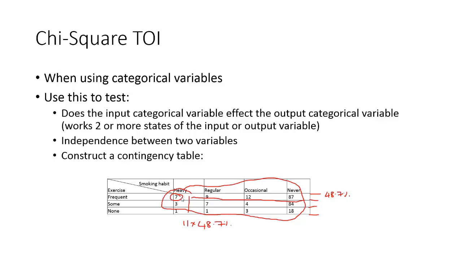Now assume that I am a heavy smoker. Then there are a total of 11 heavy smokers. If I were to randomly guess whether I was a frequent exerciser or not, then my probability is nothing but the expected number of heavy smokers that frequently exercise, which is the 11, which I get from adding 7 and 3 and 1, and multiplying that by the 48.7%. And a small correction from before.